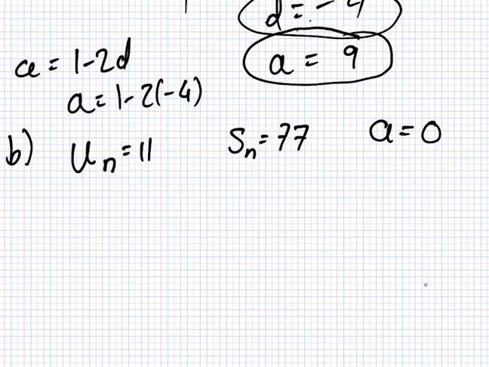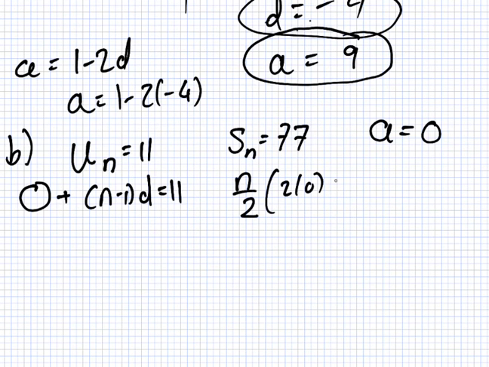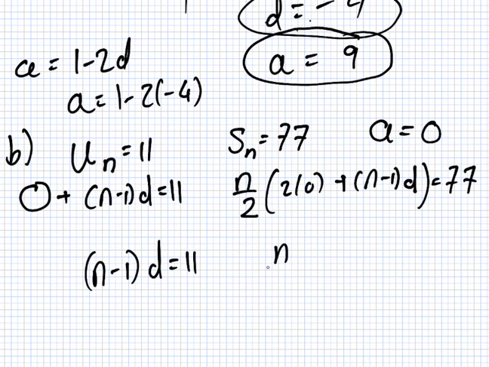Okay, so we have here a plus, sorry, a plus n minus 1 times d equals 11. And then here the formula is n over 2, 2a plus n minus 1 d, that equals 77. So we have n minus 1 d equals 11, and then n over 2, n minus 1 d equals 77. So it's 2 equations and we need to solve them.